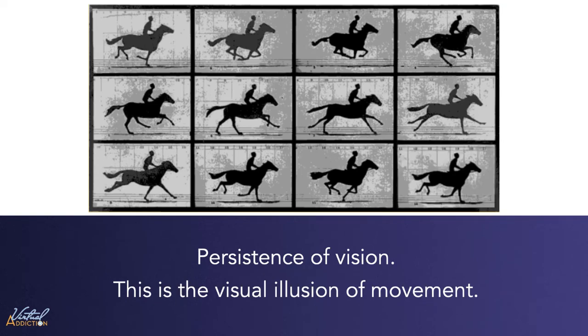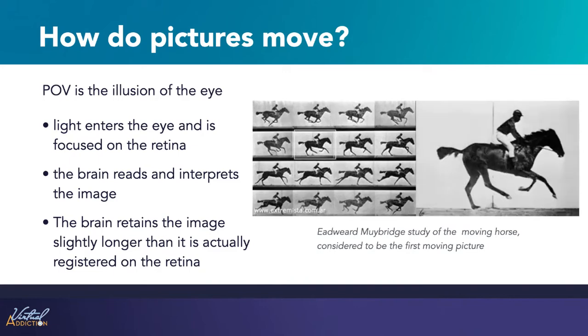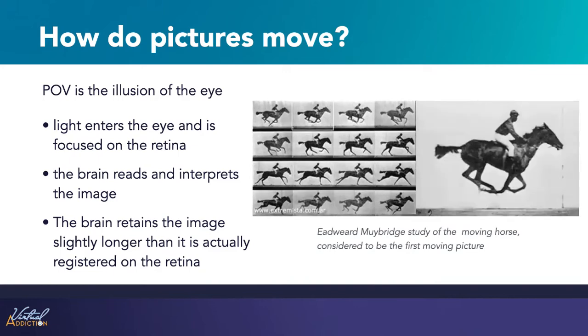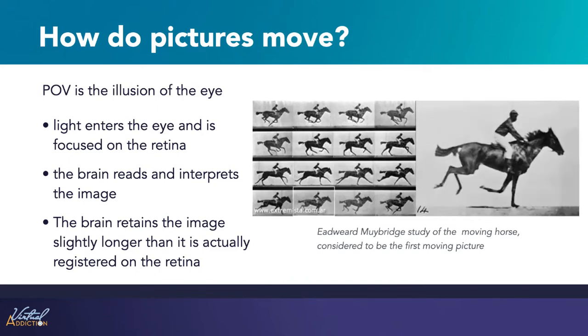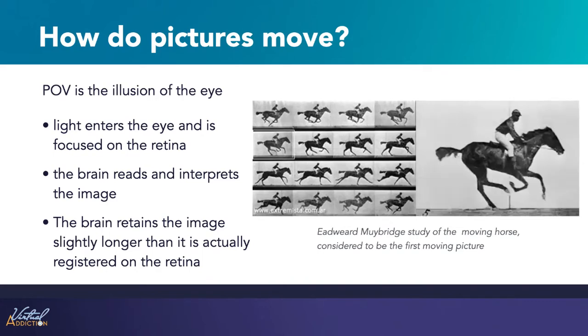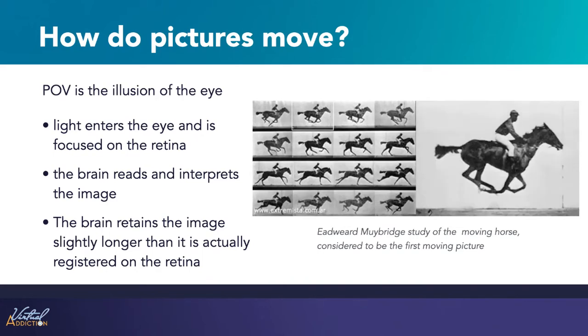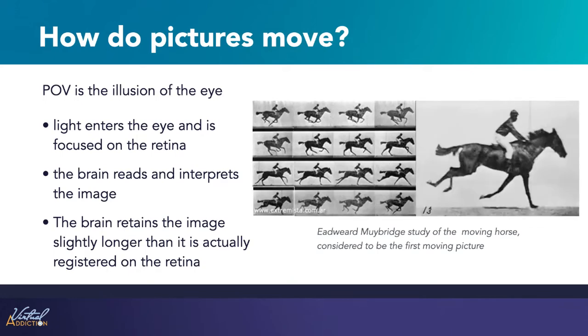see movement. So how do pictures move exactly? Well, we use something called the persistence of vision. This is the illusion of movement that is created by a physical property of the eye. When the human eye sees something, it keeps an after image for 1/25th of a second. The illusion that the eye is still seeing is the image after it's actually gone.